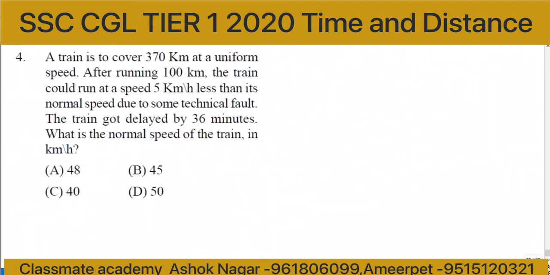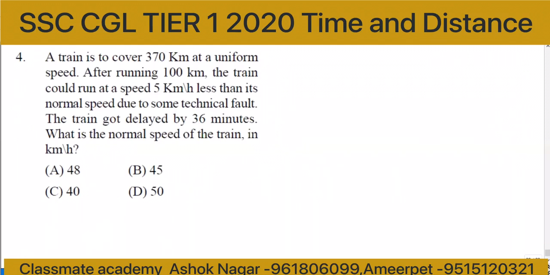The train is to cover 370 kilometers at uniform speed. After running 100 kilometers, a train could run at a speed of 5 kilometers per hour less than its normal speed due to some technical fault. So how much is done now? 100 is already done, right? So if 100 is done, then how much is left? 270 is left.